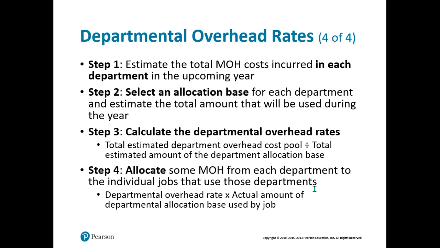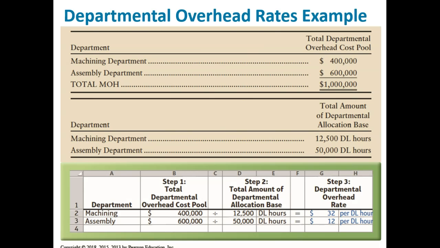All right, you've got department rates per department. Figure out what's going to drive the cost in each department and calculate the rate, okay? Then multiply it out times the actual usage. And here's the departmental overhead rates example for the elliptical. In machining, we've got $400,000, and in assembly, $600,000. So the total manufacturing overhead is $1 million.